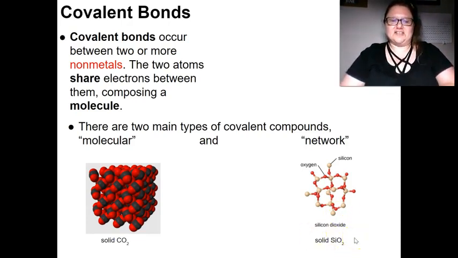I want to focus your attention to the bottom where we have the molecular formulas. Solid CO2 is 1 carbon and 2 oxygens. That's one molecule of it. Same with silicon dioxide. One atom of silicon is connected to 2 oxygens, and that is one molecule. It's just how they arrange each other is different. They are both covalent, but they're arranged a little differently when they come together.